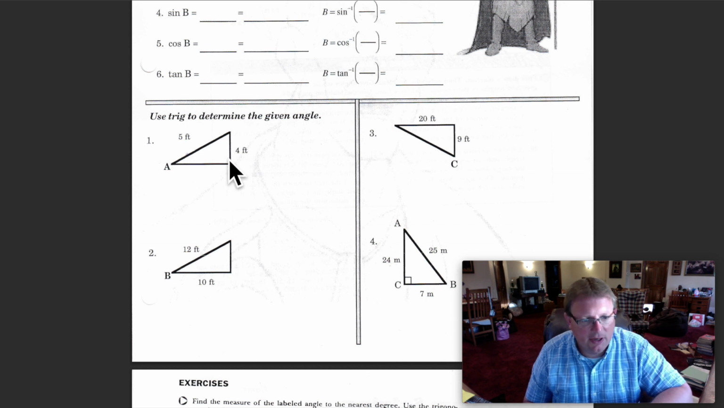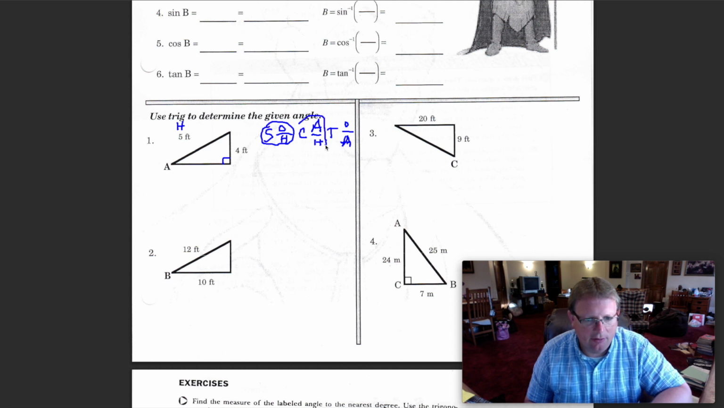So we'll start over. Here's my right angle. So here's the hypotenuse. You can write his name down: SOHCAHTOA. Sine is opposite over hypotenuse. Cosine is adjacent over hypotenuse. And tangent is opposite over adjacent. So if I have an H, I either have sine or I have cosine.